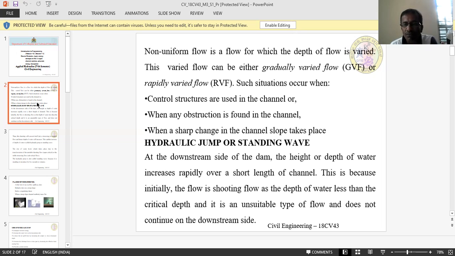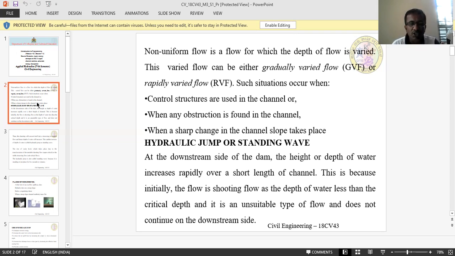So under non-uniform flow, the very first thing we are discussing is the hydraulic jump or standing wave. So what is a hydraulic jump? At the downstream side of the dam, the height or depth of water increases rapidly over a short length of the channel. That is what is called rapidly varied flow. Hydraulic jump is formed when the rapidly varied flow occurs at the downstream side of the reservoir.